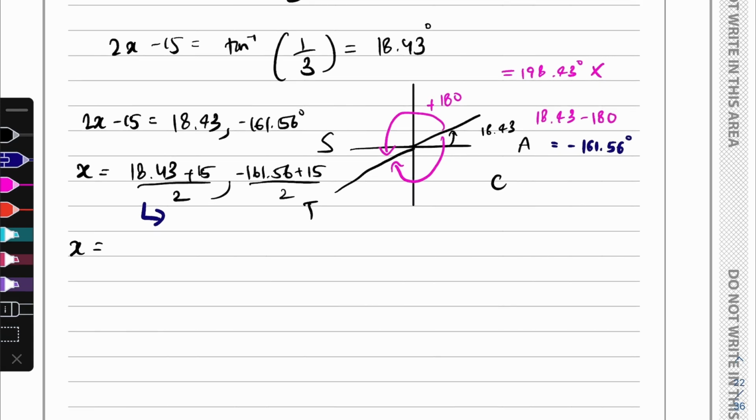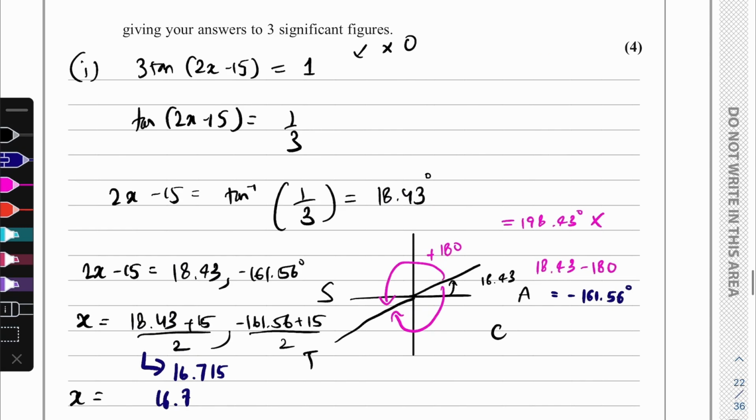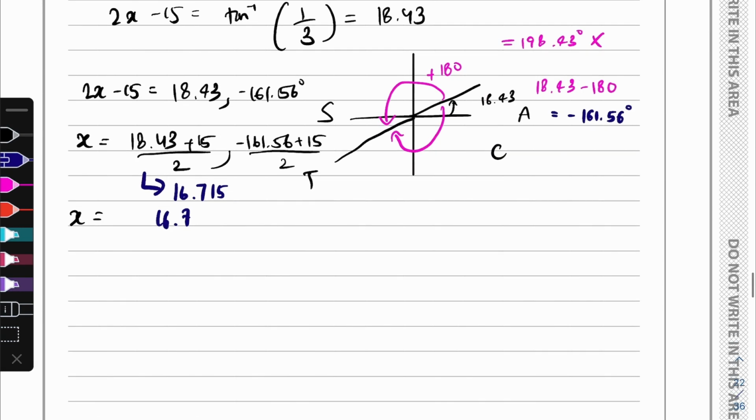Gives us 16 point something, and 16 point, let's see, so 18.43 plus 15 divided by 2, 16.715, so this is 16.7, and they wanted 1 decimal place, so that's fine. And then the next one we get is minus 73.28, so this is minus 73.3. So we get A1 for one of the answers, A1 for both of the answers.